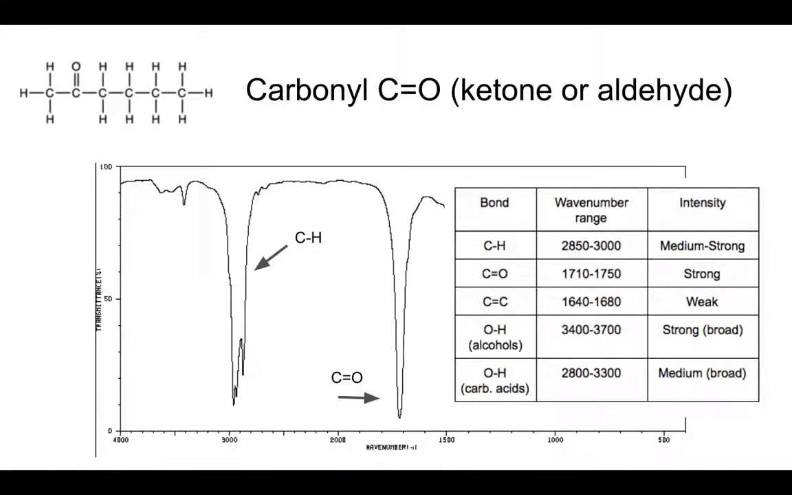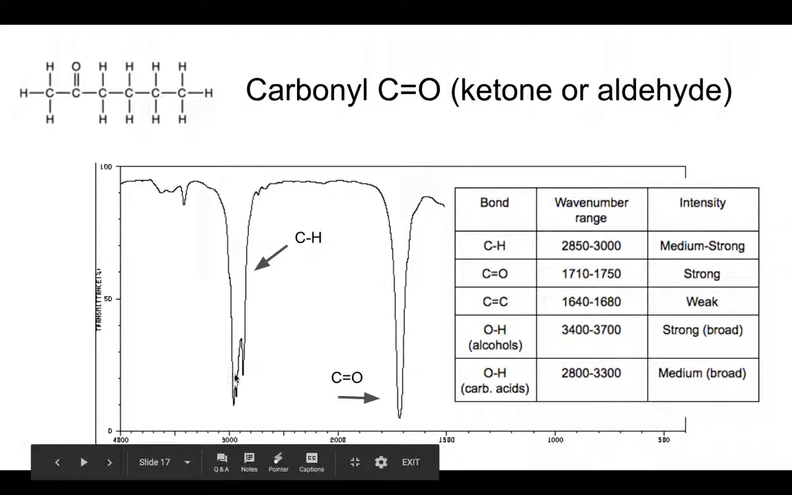Here's an example of a carbonyl compound, carbon double bond oxygen. In this case we have 2-hexanone. Now it would be the same if it was a ketone or an aldehyde, because both ketones and aldehydes have carbonyl groups, and we would see this in esters as well. But here we're taking a look at just a ketone or an aldehyde. This is a ketone. So we see our carbon-hydrogen again, right? It's the same signal right here from 2850 or so to 3000, same intensity.